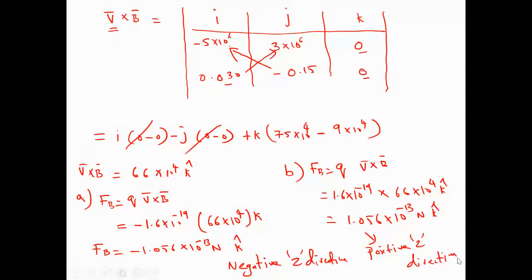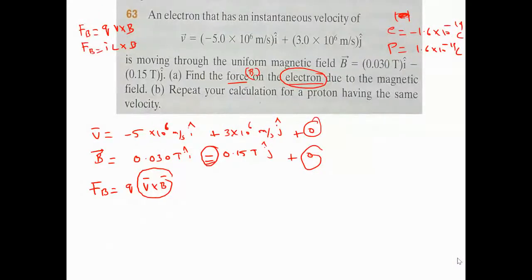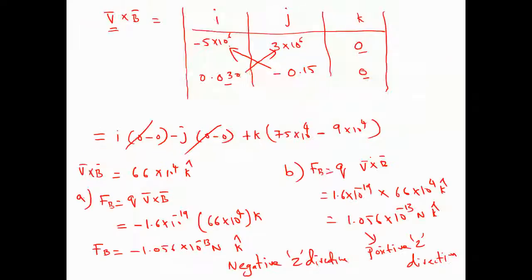What should be the direction of the proton? Positive Z direction. That is the information we are going to find. They asked only about calculating the magnetic force, not the direction, but we gave the answer for the direction also. This is the answer for the magnetic force, but in which direction is your magnetic force?